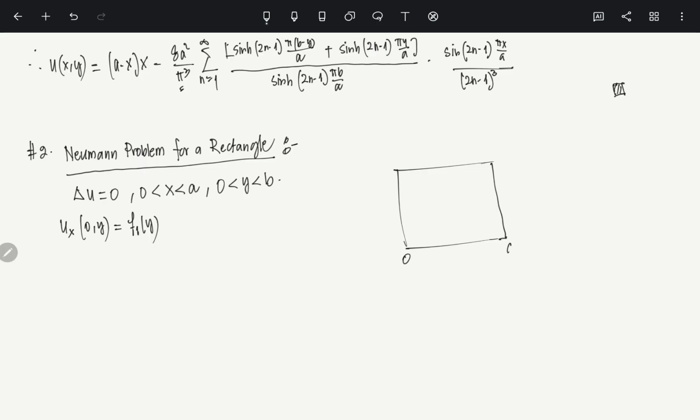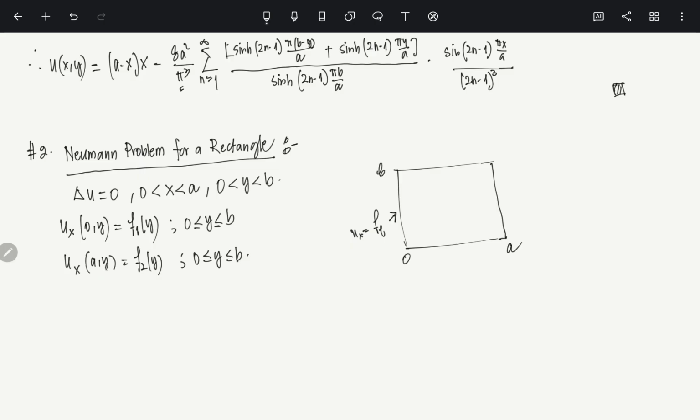Okay. 0a and 0b. On x equals 0, you have, this is f1. This is ux is f1, not u. Now, the second condition is ux with respect to ay. So this is for 0 less than y less than b, less than or equal to the boundary, right? So ux at the point ay is f2 of y. Again, 0 less than y less than b.